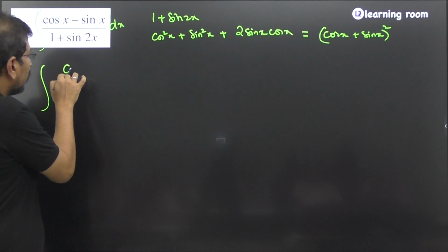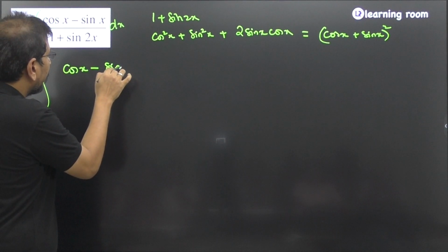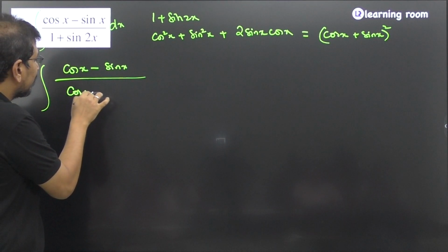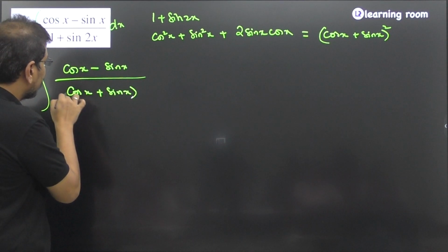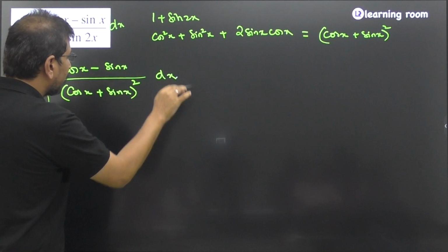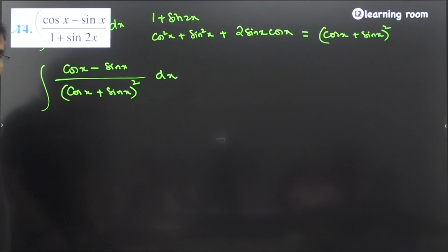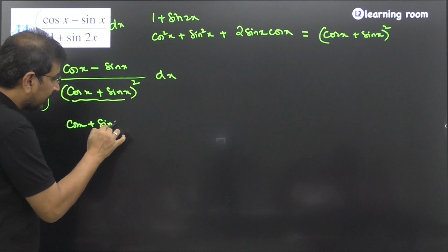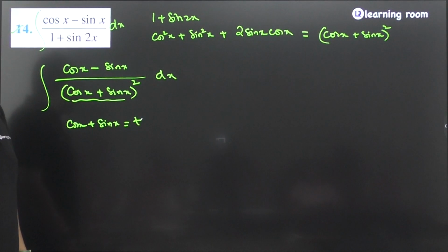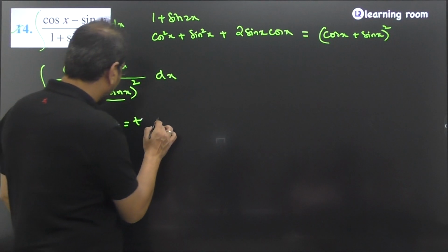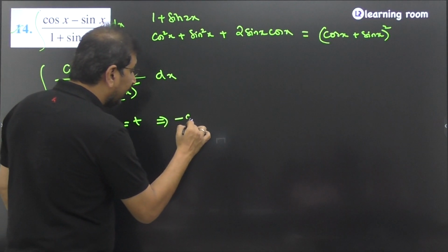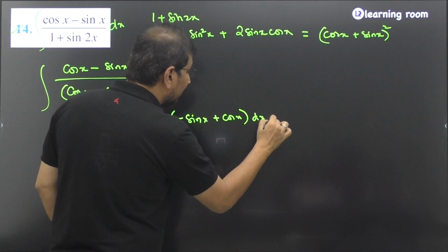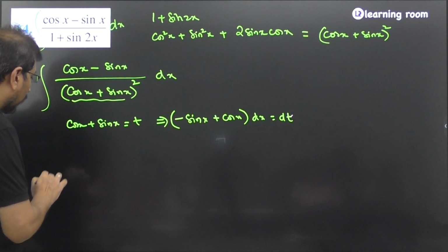So the integral is going to be (cos x minus sin x) divided by (cos x plus sin x) the whole square, times dx. Now what we can do is take cos x plus sin x as t. Then you will get (minus sin x plus cos x) dx is equal to dt. So what will the answer be?